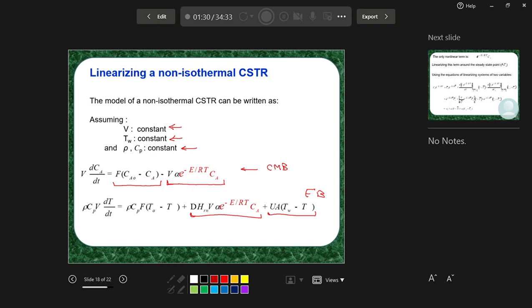Now this part is linear because C naught is a constant, so we have only Ca. Similarly here, T naught is a constant, we have only T. The Tw is a constant, and then we have a linear part. Only these two terms, this and this, are nonlinear, so we can just linearize them and substitute them in the equations.